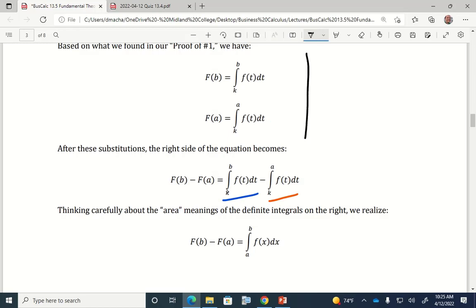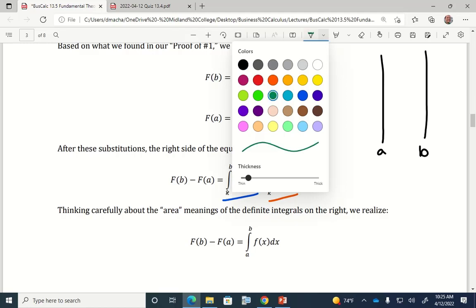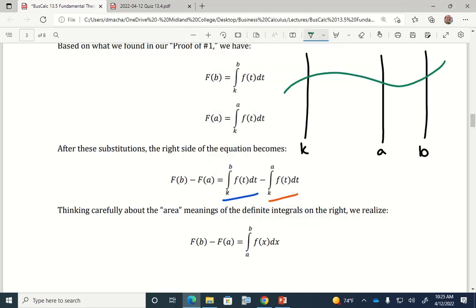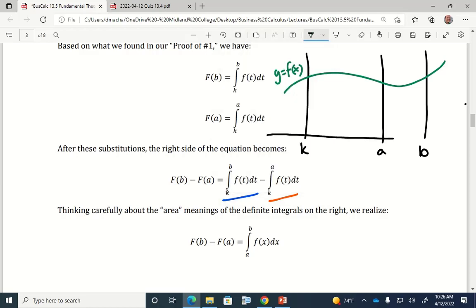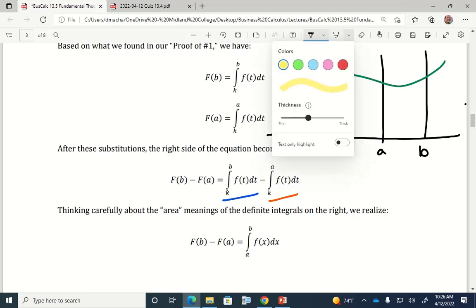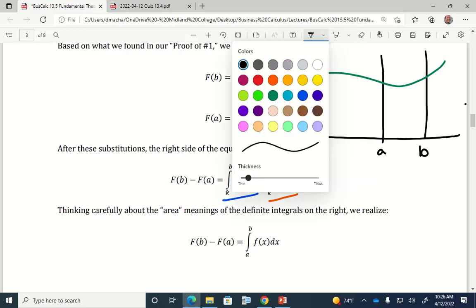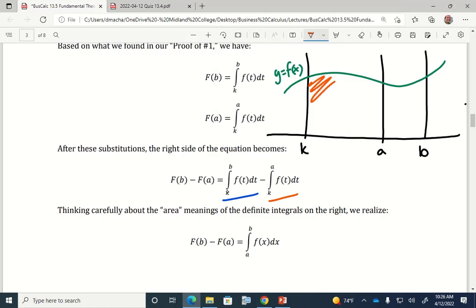So I'm going to let this be k, and this is going to be a, and this is going to be b. I'll just throw in some curve. Could be anything, but it's going to be y is equal to f of x. Now, this area between k, a, the x-axis, and the curve, this area is the orange underlined definite integral, isn't it?